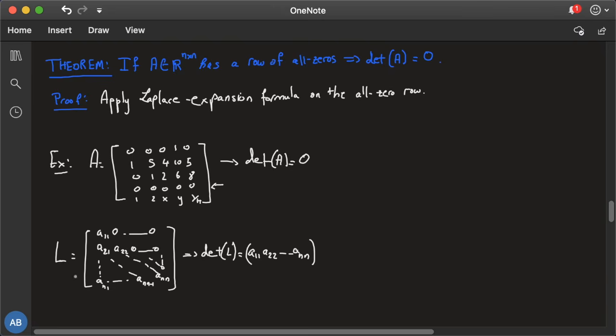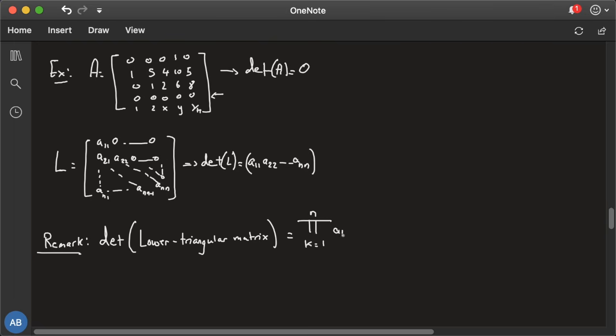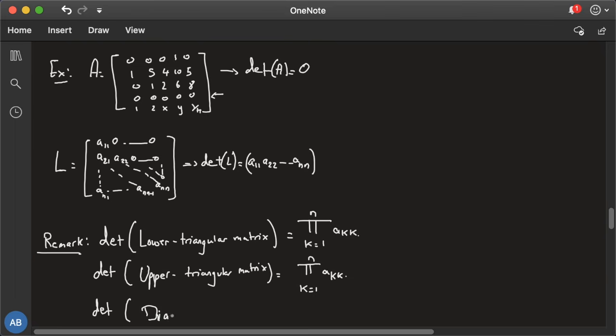So a remark here would be, based upon this observation, the determinant of a lower triangular matrix is the product of its diagonal components. Same thing, the determinant of an upper triangular matrix is also the product of its diagonal components. And a particular case on those two matrices, if we combine those two results, is the determinant of a diagonal matrix.